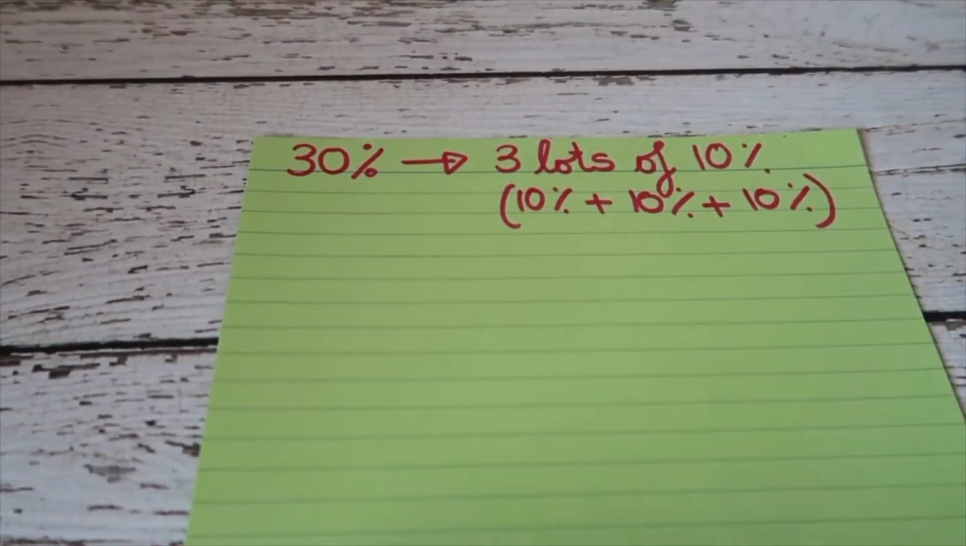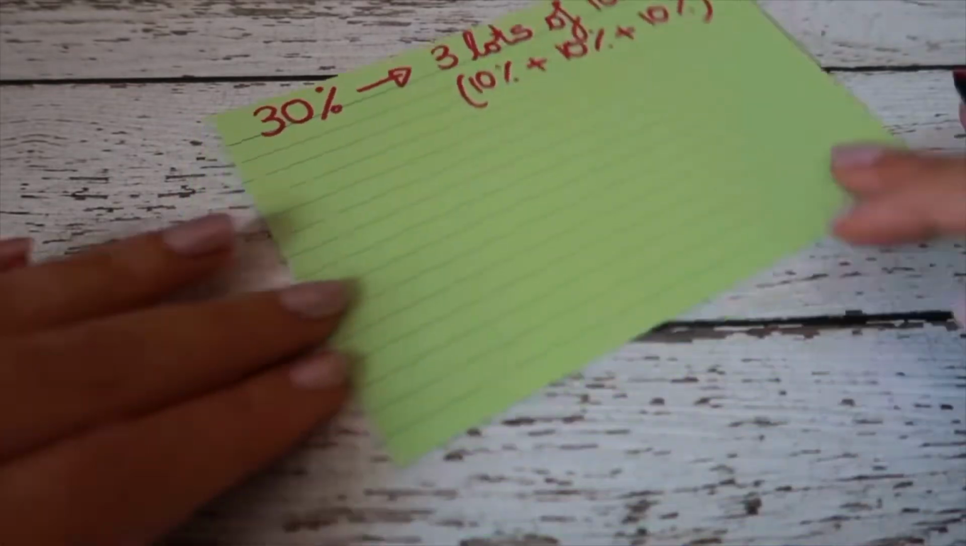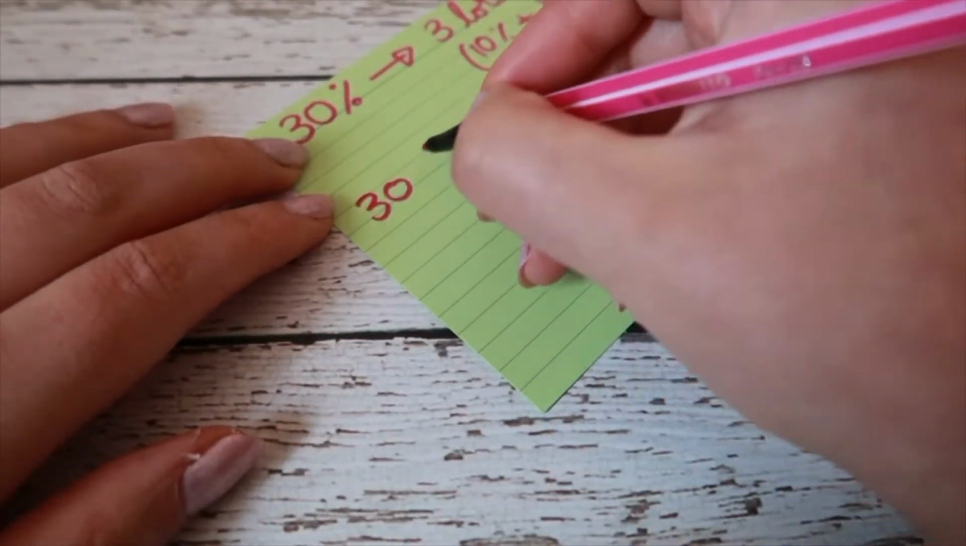Okay, let's have a look at 30%. So 30% is 3 lots of 10%. So to find 30% of a number, find 10% of the number, and then just add another 10% and another 10%. And you do the same to find 40%, 50%, 60%.